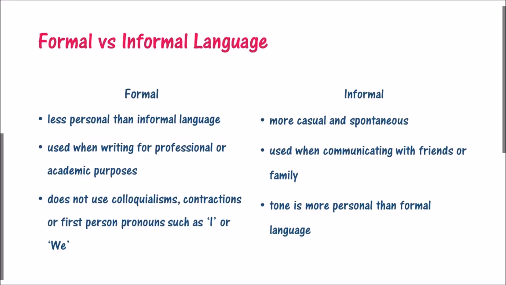Formal and informal language serve different purposes. The tone, the choice of words and the way the words are put together vary between the two styles. Formal language is less personal than informal language. It is used when writing for professional or academic purposes like university assignments. Formal language does not use colloquialism, contractions, or first person pronouns such as I or we.